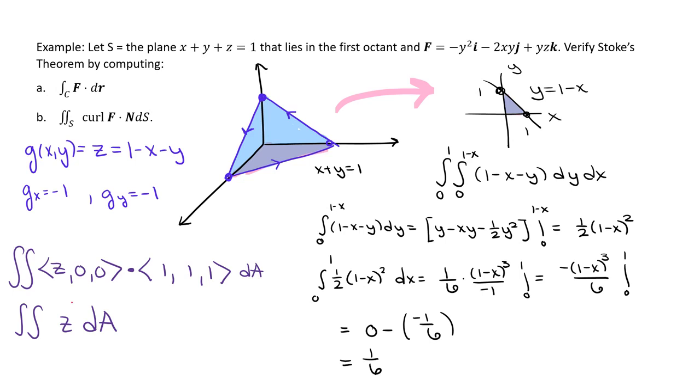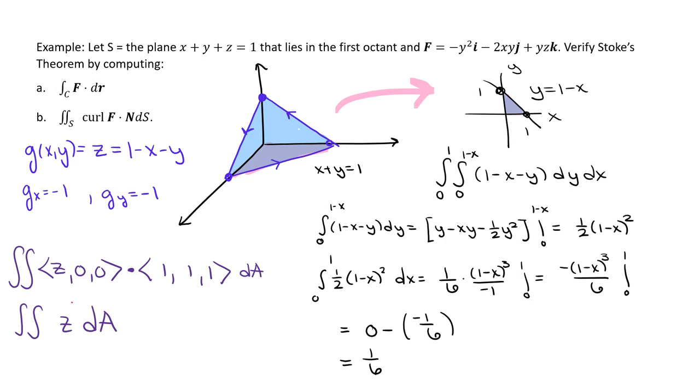I'm going to plug in my bounds of integration. So plug in the 1, plug in the 0, subtract them, and fortunately I did get 1/6, which was the same answer I got before. And that should happen. That's what Stokes' theorem is telling us. It's telling us we should get the exact same answer.